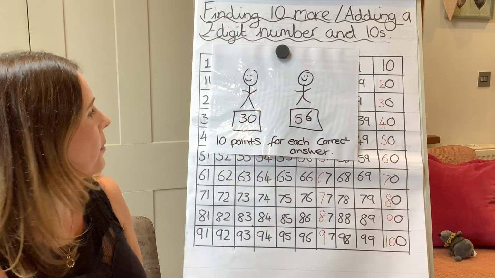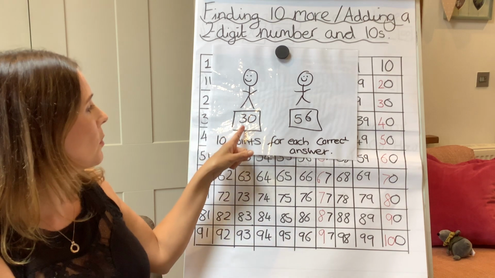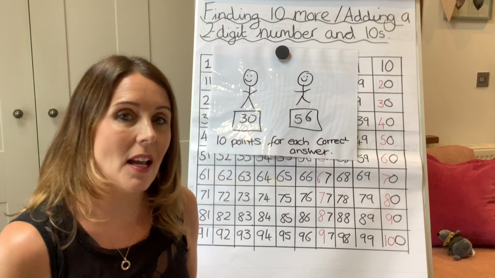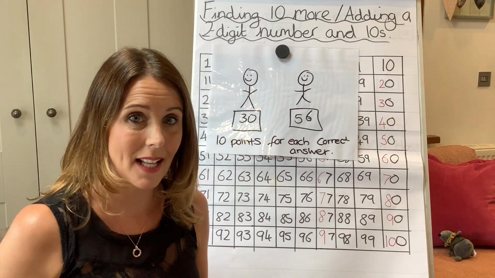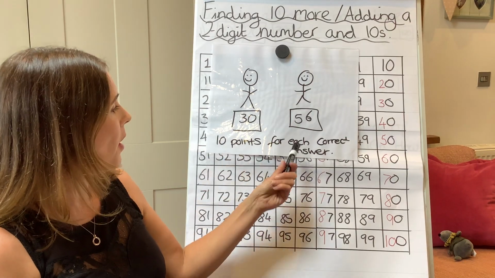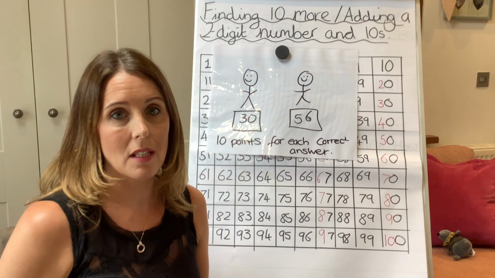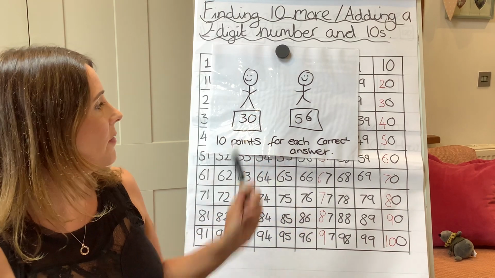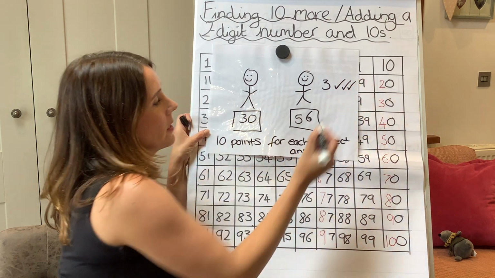So a game show is happening, and these are the 2 contestants in the game show. One of them has scored 30, one of them has got a score of 56. And they're in the second round of the game show, and this time they get 10 points for every correct answer they answer correctly. So they get 10 points. They both answer 3 questions correctly. So how many points will they have after they've answered 3 correct questions?